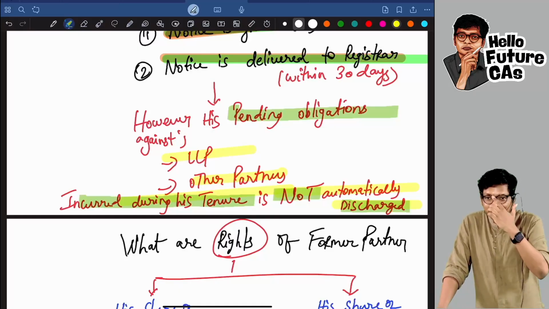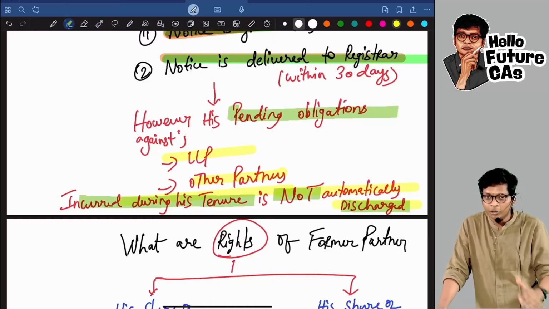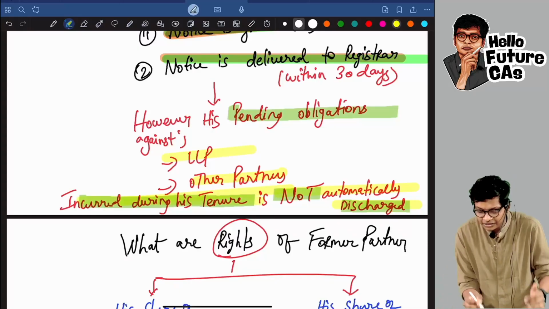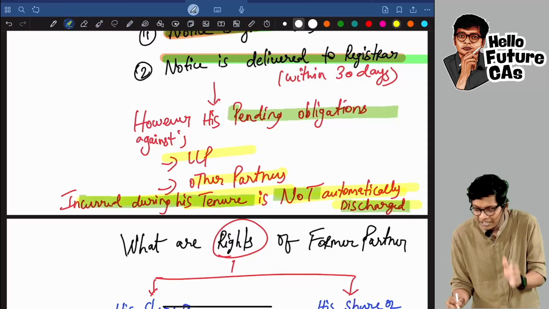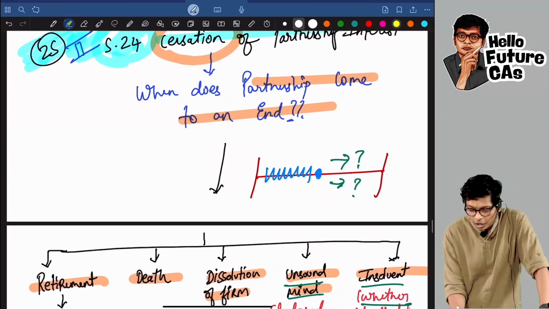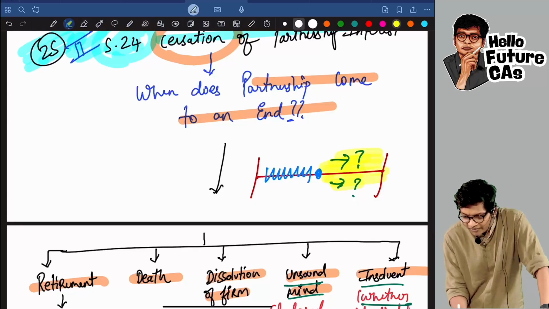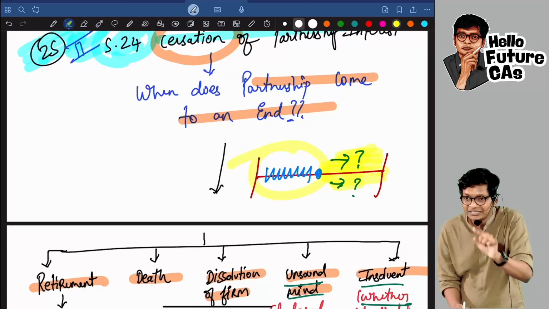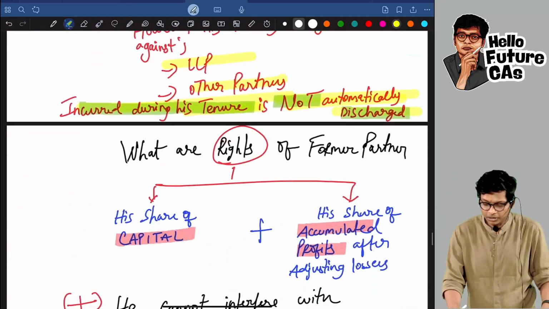Sir, I took 5 lakhs loan from my girlfriend. Now I broke up. You have to pay. Are you following, guys? Like that, all the old things incurred during the tenure are not automatically discharged. What is discharged after? After you have left, you are no more liable for the future liabilities. But during the period, you are still liable. Same as the Partnership Act. Are you following, guys?